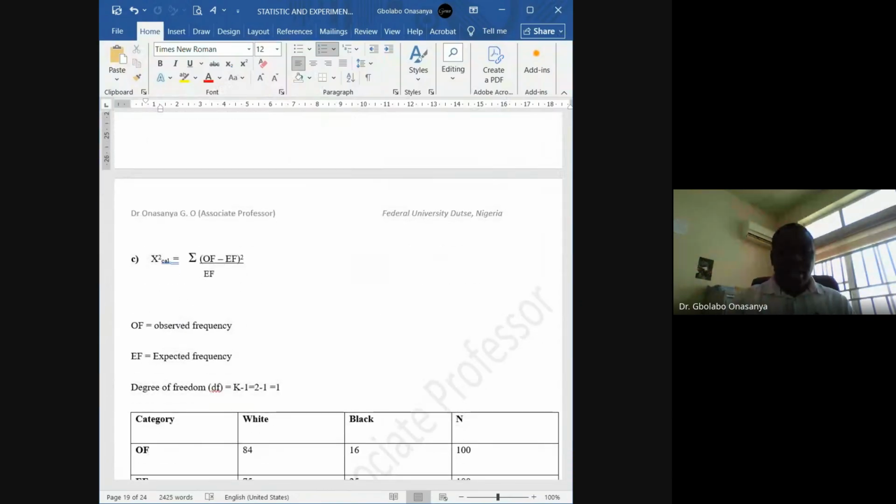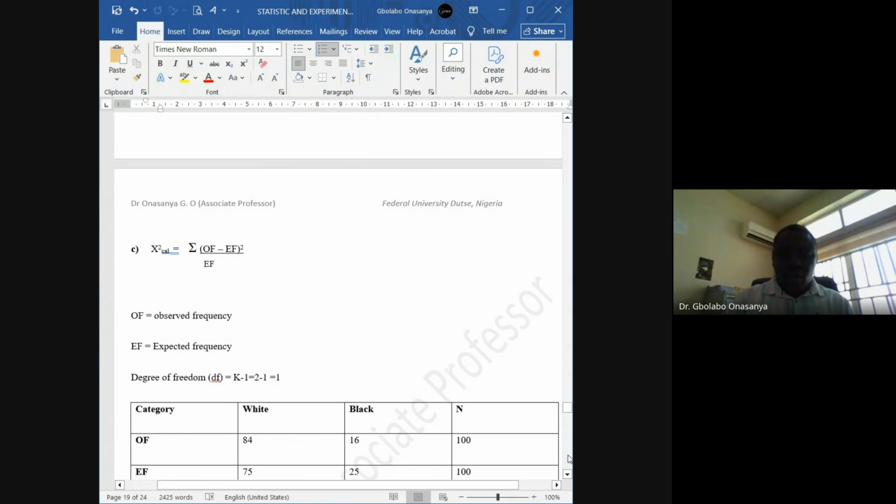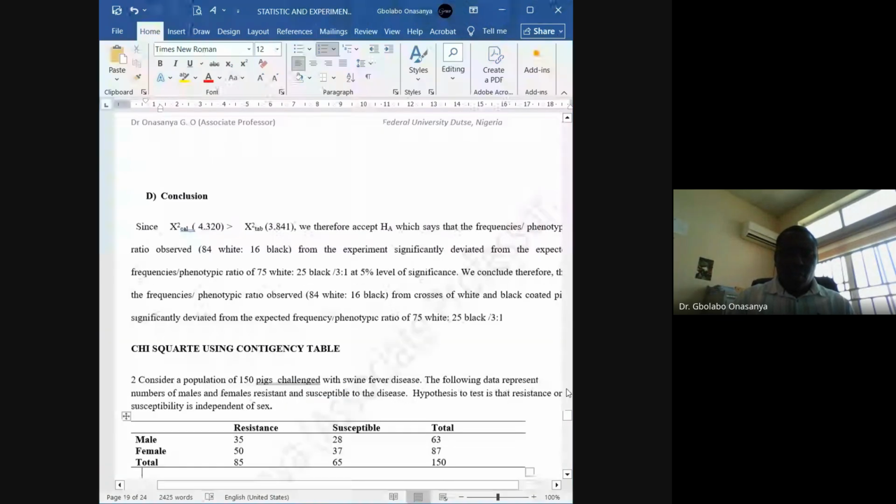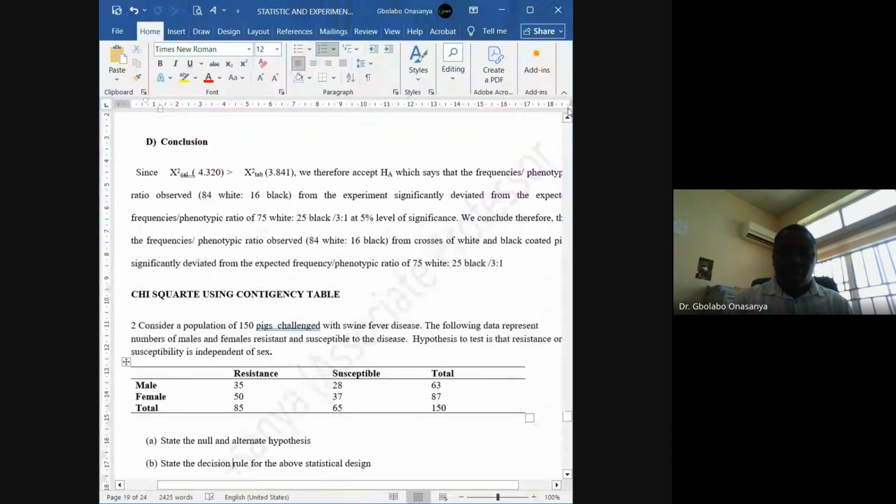Now, how do we calculate the chi-square value? We perform a chi-square test. In simple chi-square, the formula for chi-square is observed frequency minus expected frequency raised to power 2 over expected frequency.